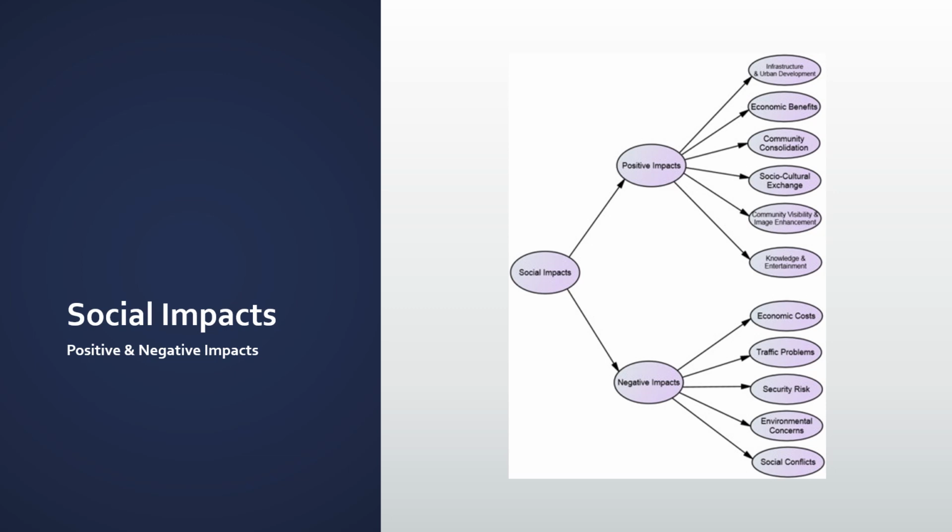Sporting events can generate high levels of noise pollution, which can be disruptive to nearby residents and wildlife. Displacement of local residents. Large sporting events can lead to the displacement of local residents, especially if they're held in densely populated urban areas. This can lead to social and economic disruption for affected communities.